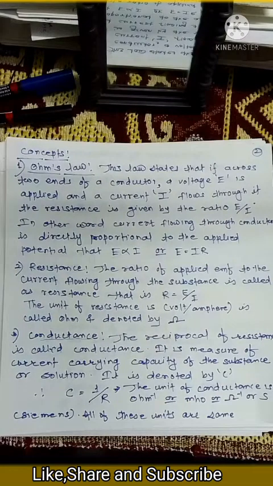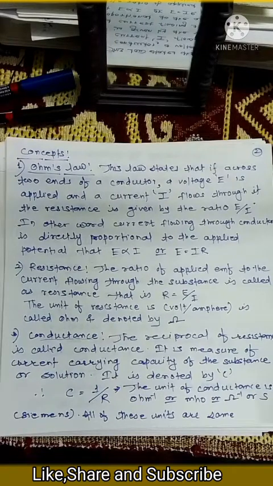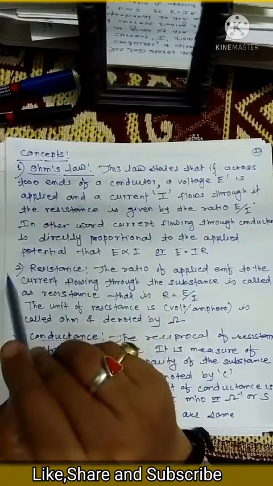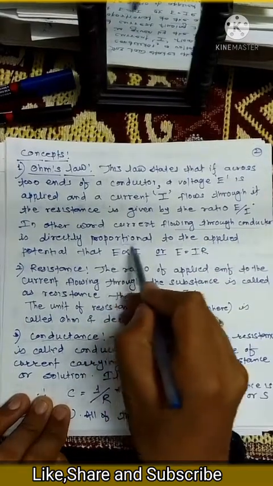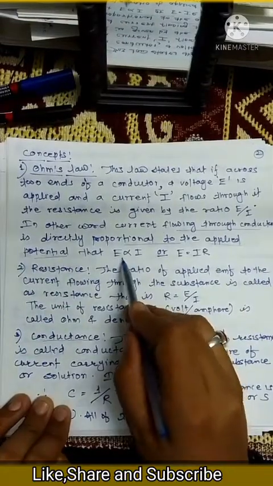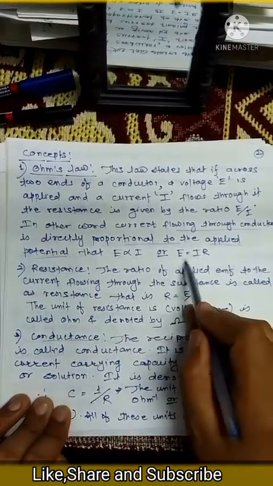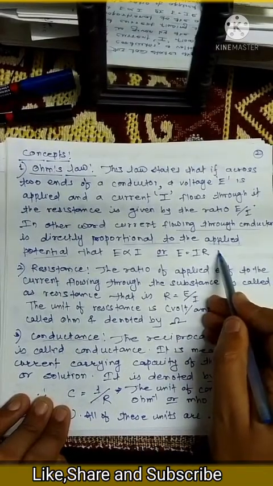Now we are going to understand some basic concepts of electrochemistry. So the first law is called Ohm's law. What is Ohm's law? Current flowing through the conductor is directly proportional to the applied potential. So E is directly proportional to I. So we can write E is equal to IR, where R is basically resistance.